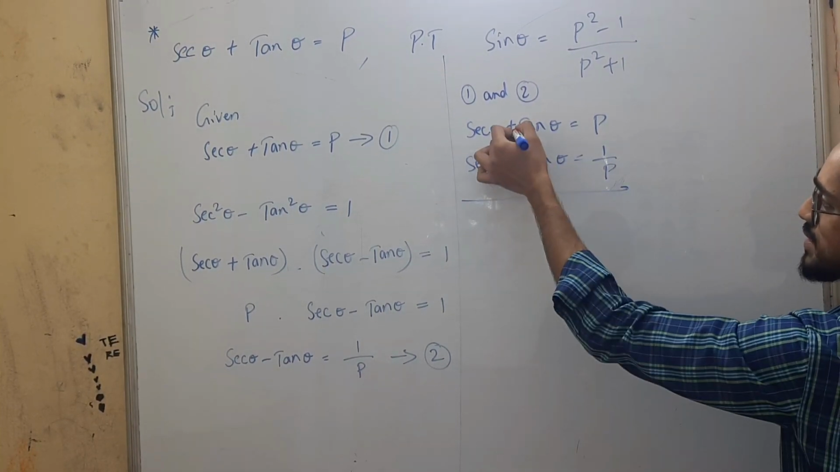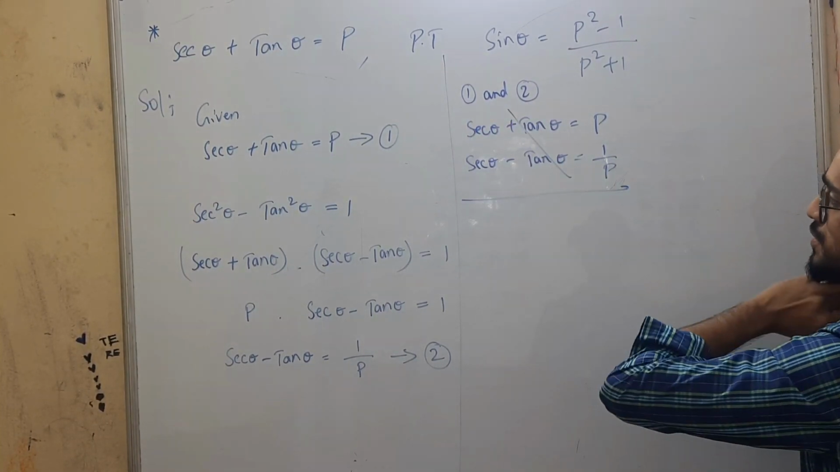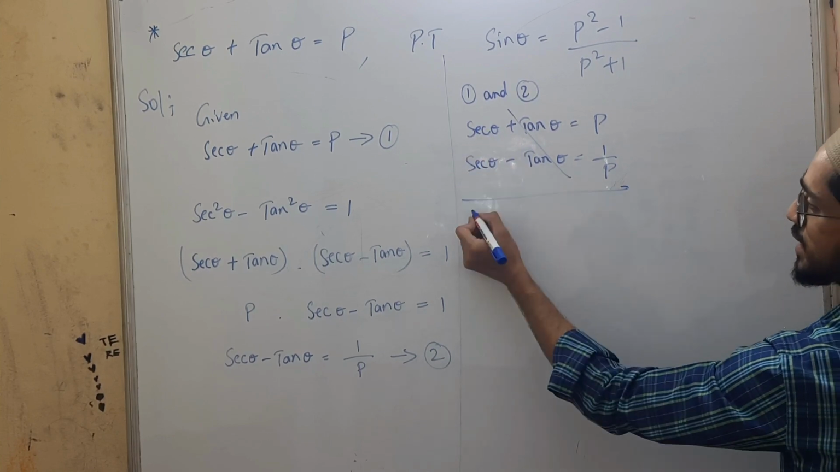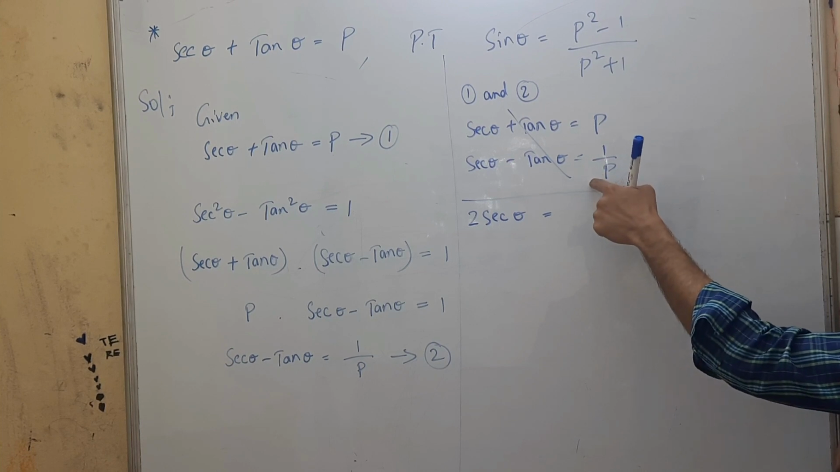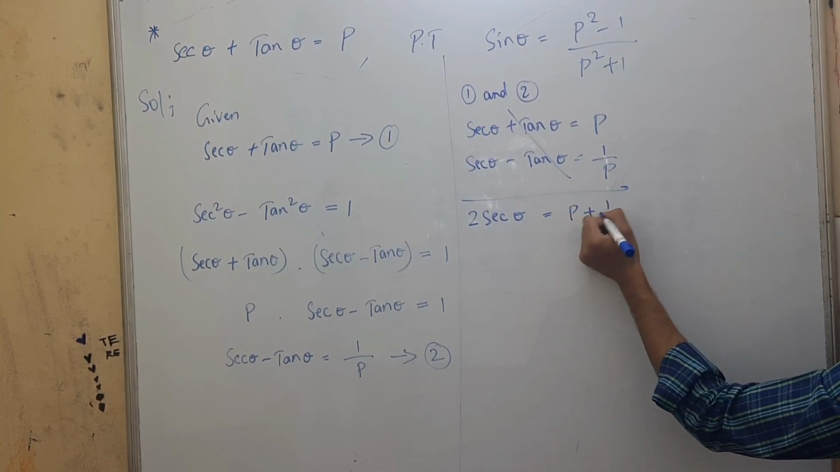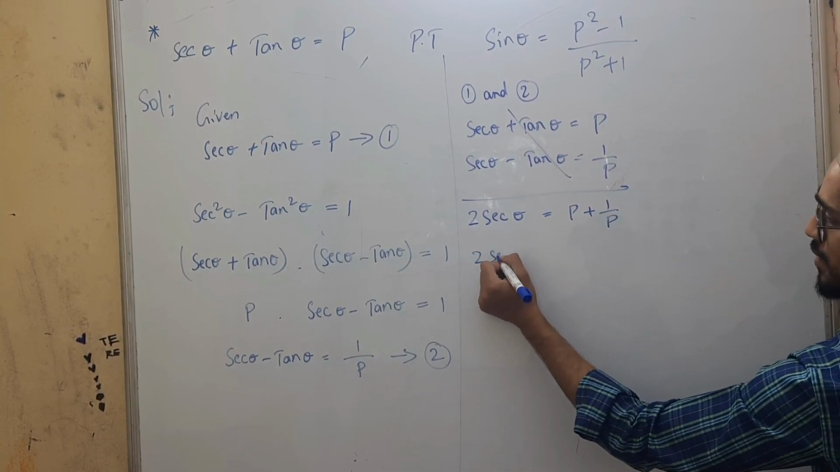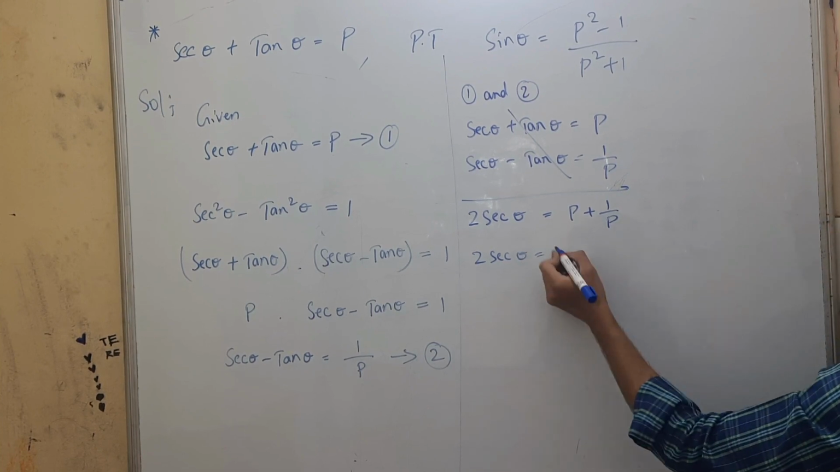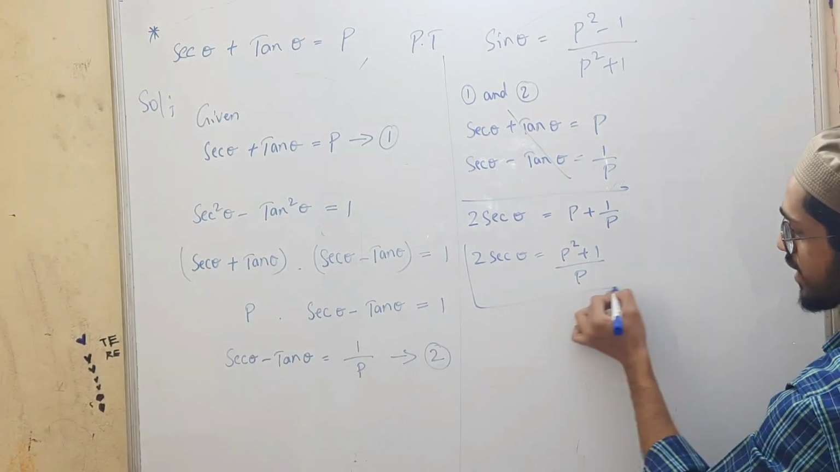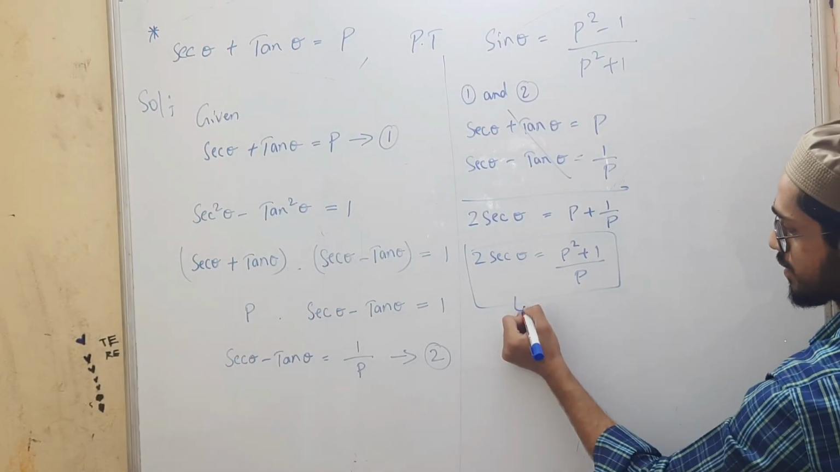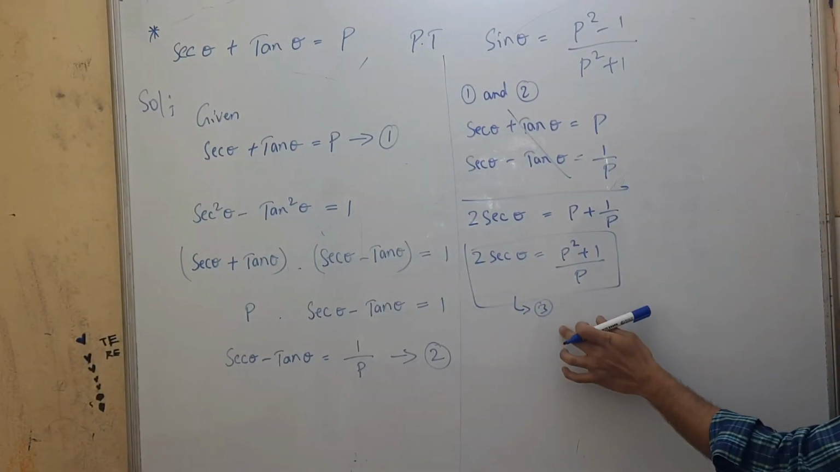Here we have cancellation. This is plus, this is minus. This needs to be cancelled. Secant theta will become 2 secant theta, and plus is here. So this will become p plus 1 by p, and lastly, we'll get the answer as p square plus 1 by p. So this will be our third equation.